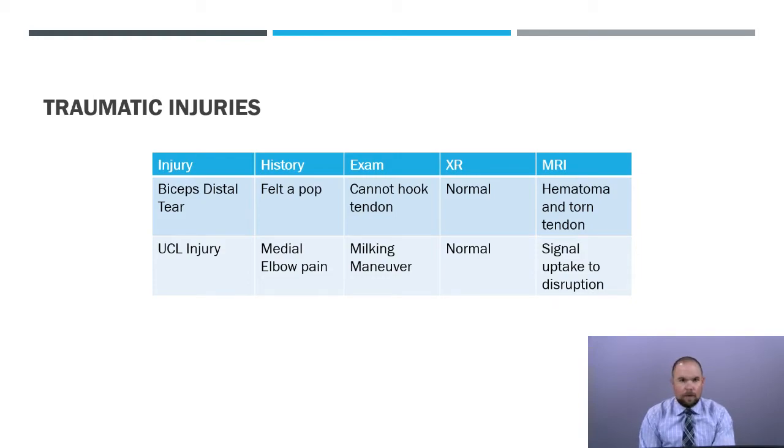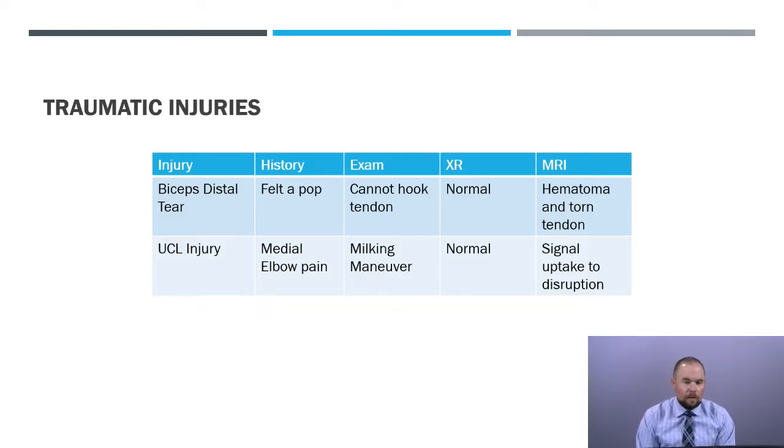if you're having any question about it. There typically will be quite a bit of swelling related to this, and this is an urgent issue that needs to get evaluated, so it's important to make sure you evaluate for that. On the MRI, you would see a hematoma in the torn tendon with typically some retraction. Other traumatic injury we see would be the ulnar collateral ligament injury.